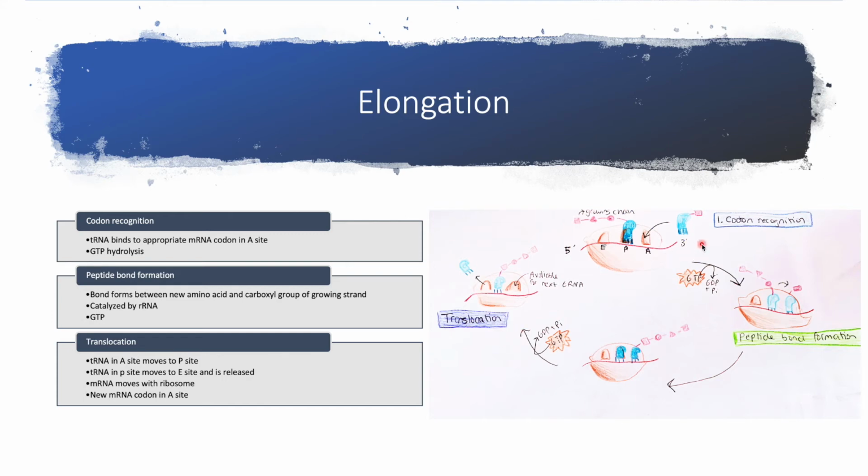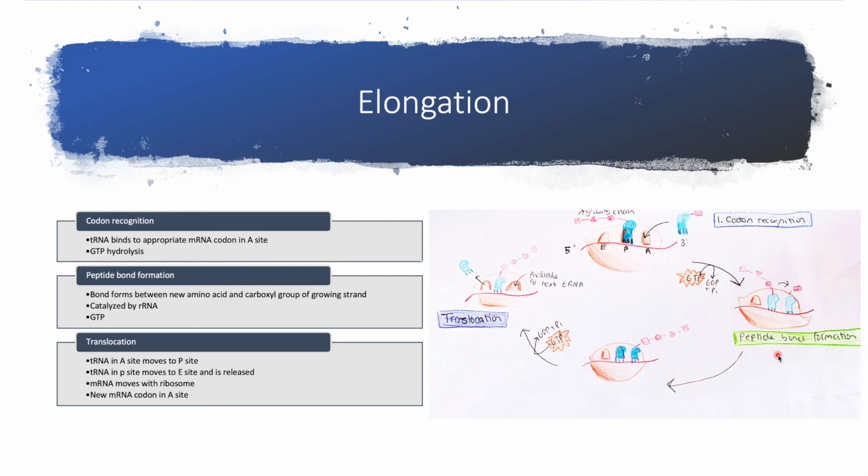Firstly, in codon recognition, the tRNA molecule holding the complementary anticodon binds to the appropriate mRNA codon in the A site on the ribosome. Only the matching tRNA molecule can bind to the codon. The P site holds the tRNA molecule with the growing polypeptide chain. The hydrolysis of GTP into GDP and an inorganic phosphate enhances the efficiency of codon recognition.